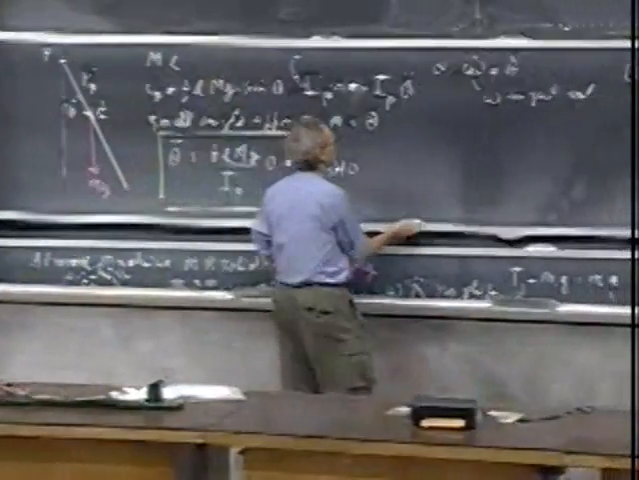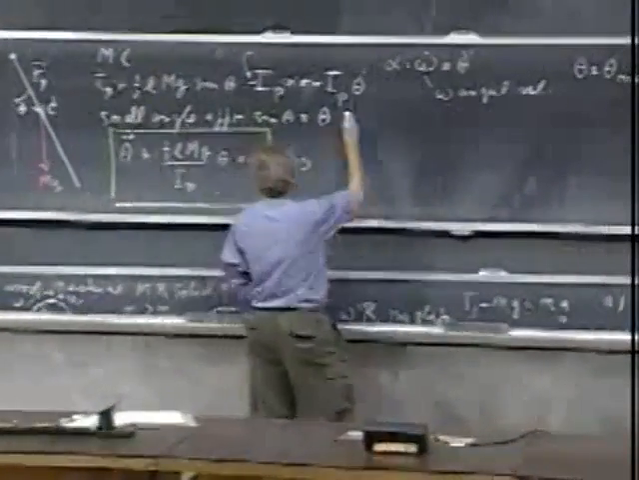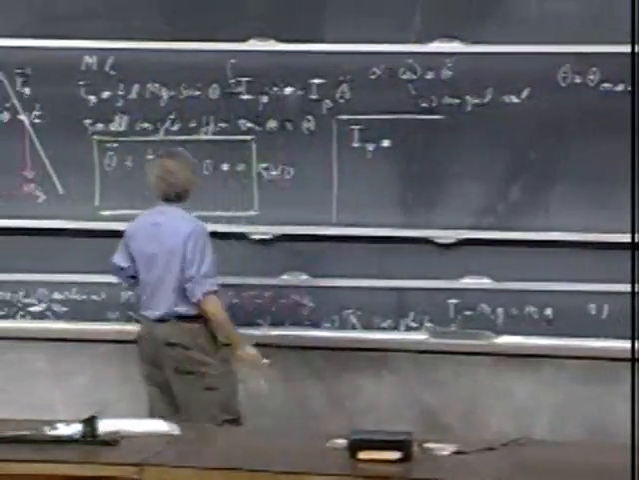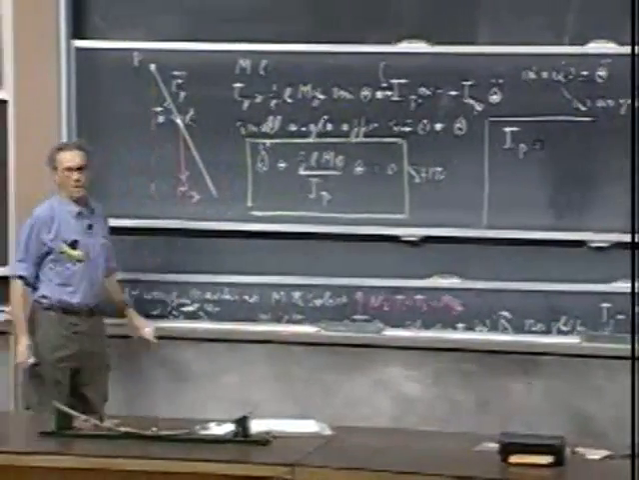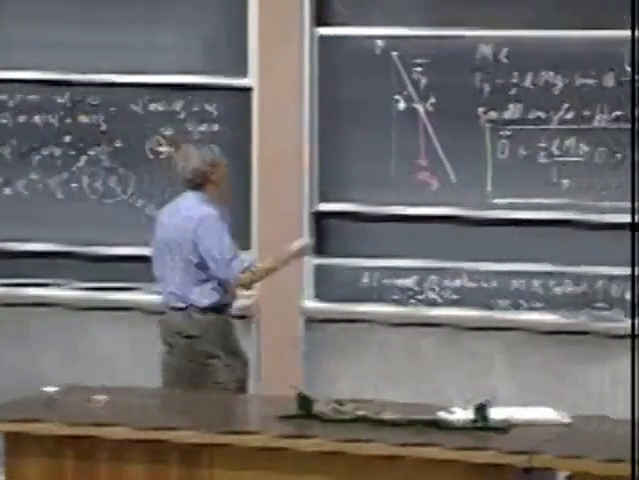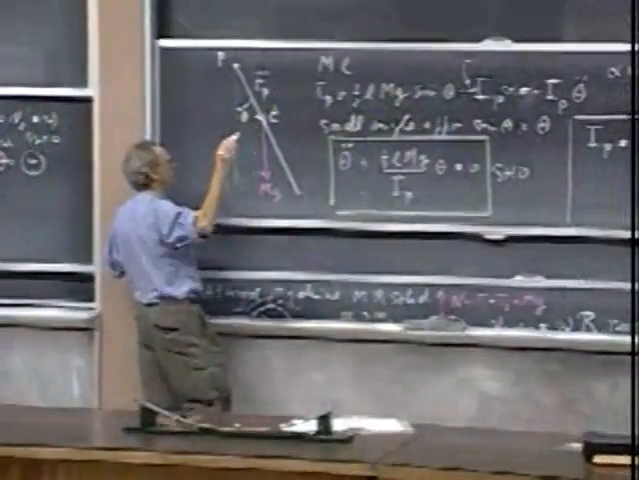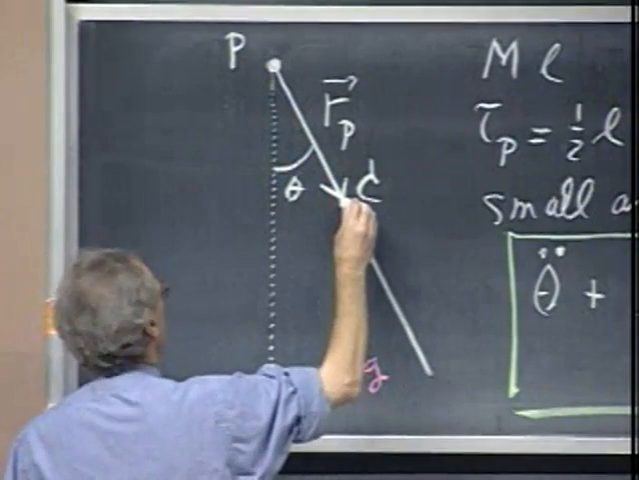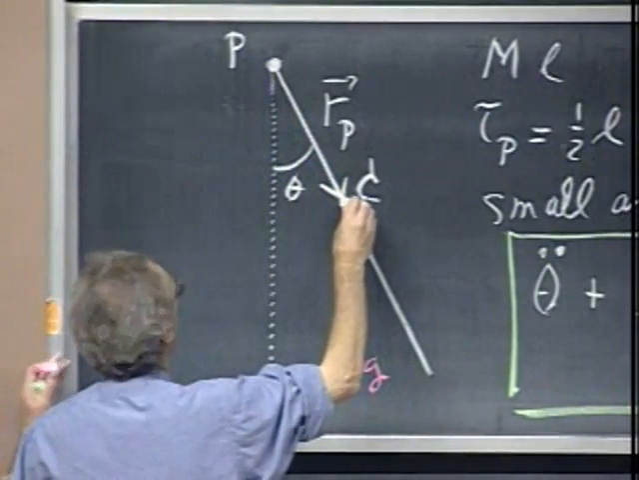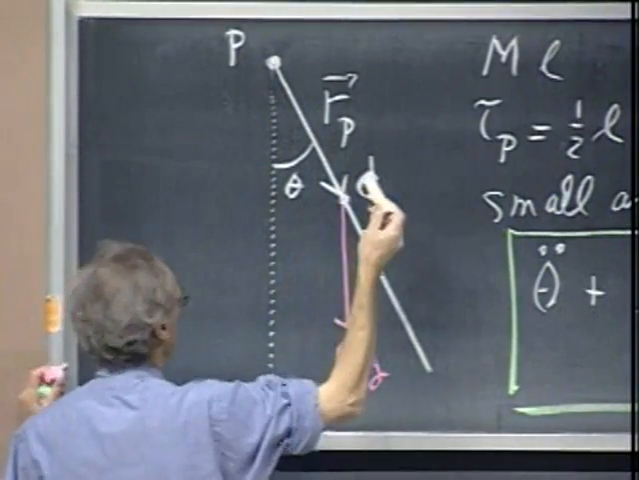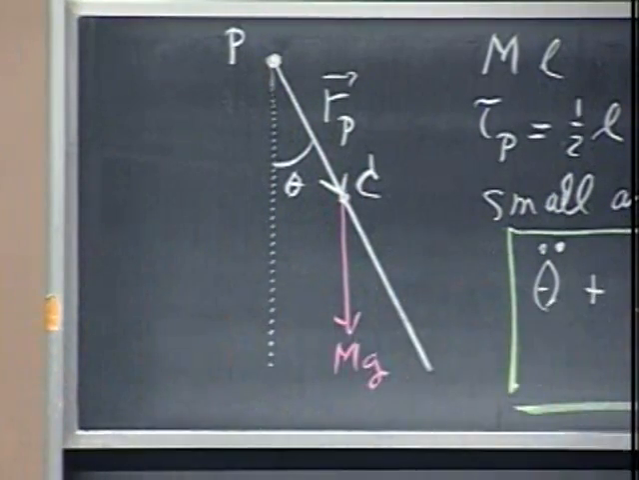So let's calculate the moment of inertia about point P. In order to do that, we have to apply the parallel axis theorem, because you will probably be given the moment of inertia for rotation about the axis through the center of mass, parallel to this axis, and then you will have to add the mass times the distance between these two axes squared to apply the parallel axis theorem.